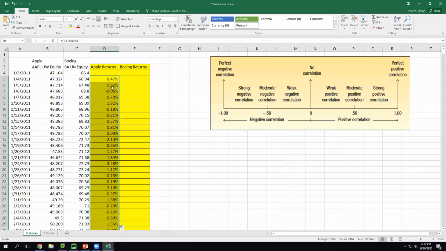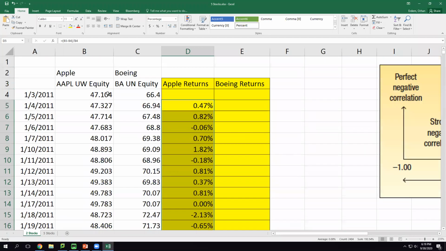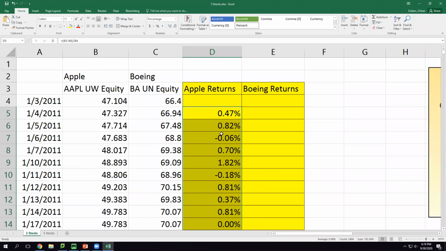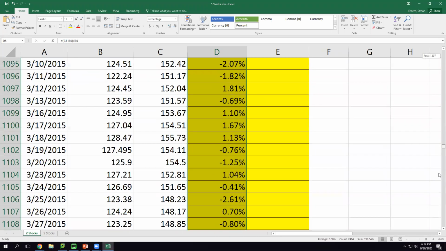Okay, let's double click on it. So please make sure that you get exactly the same numbers. Do you get the same numbers, Jesse? Let's see here. Yep, those are all the same. Okay, perfect. So now let's scroll all the way down.